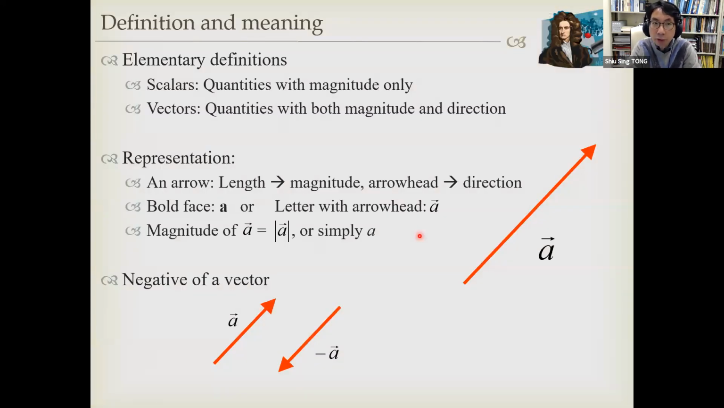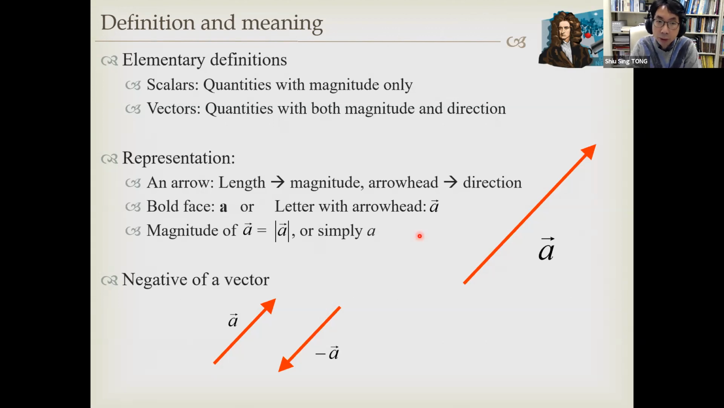The elementary definitions of vectors and scalars are that scalars are physical quantities with magnitude only. So a scalar describes how large or how small the quantity is. It does not have a direction. But for vectors, you have both. A vector is a physical quantity with both magnitude and direction.